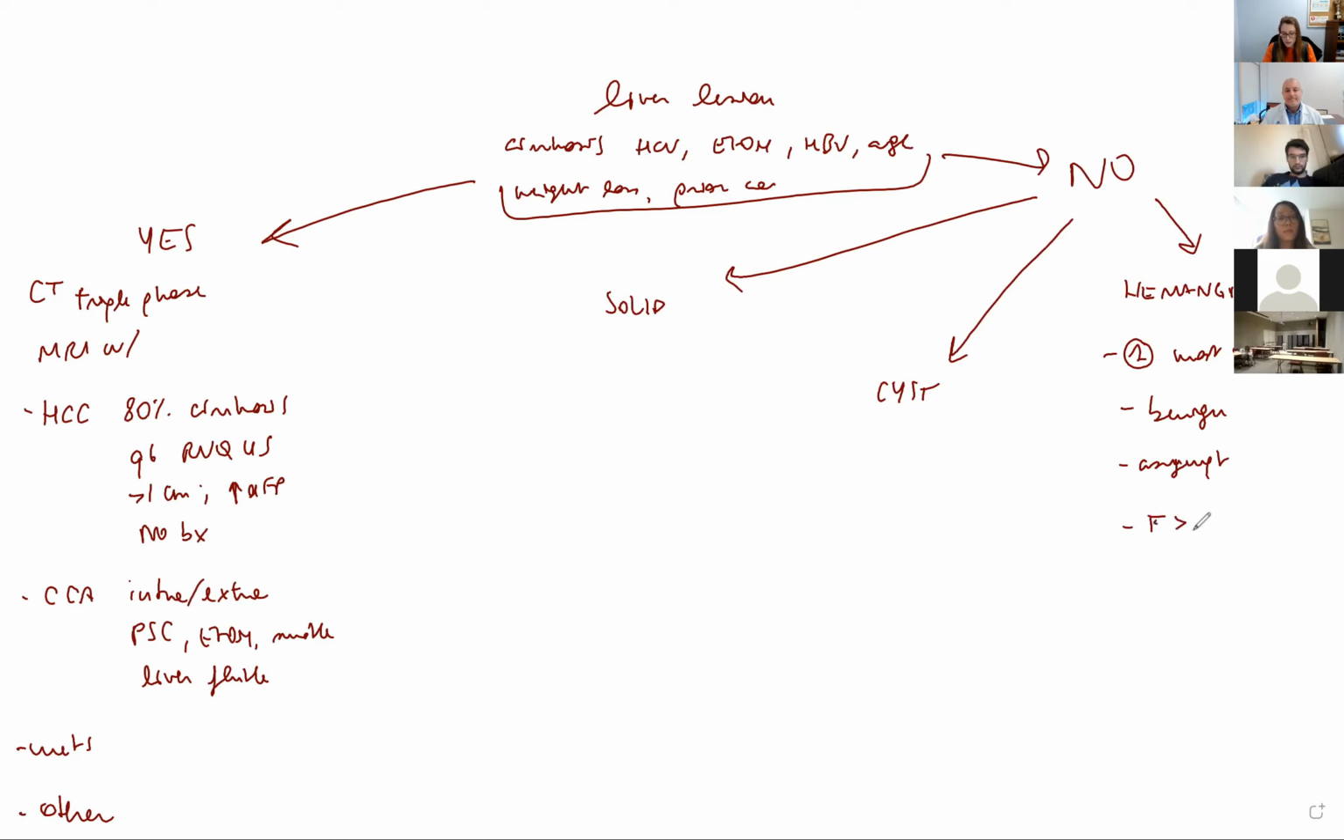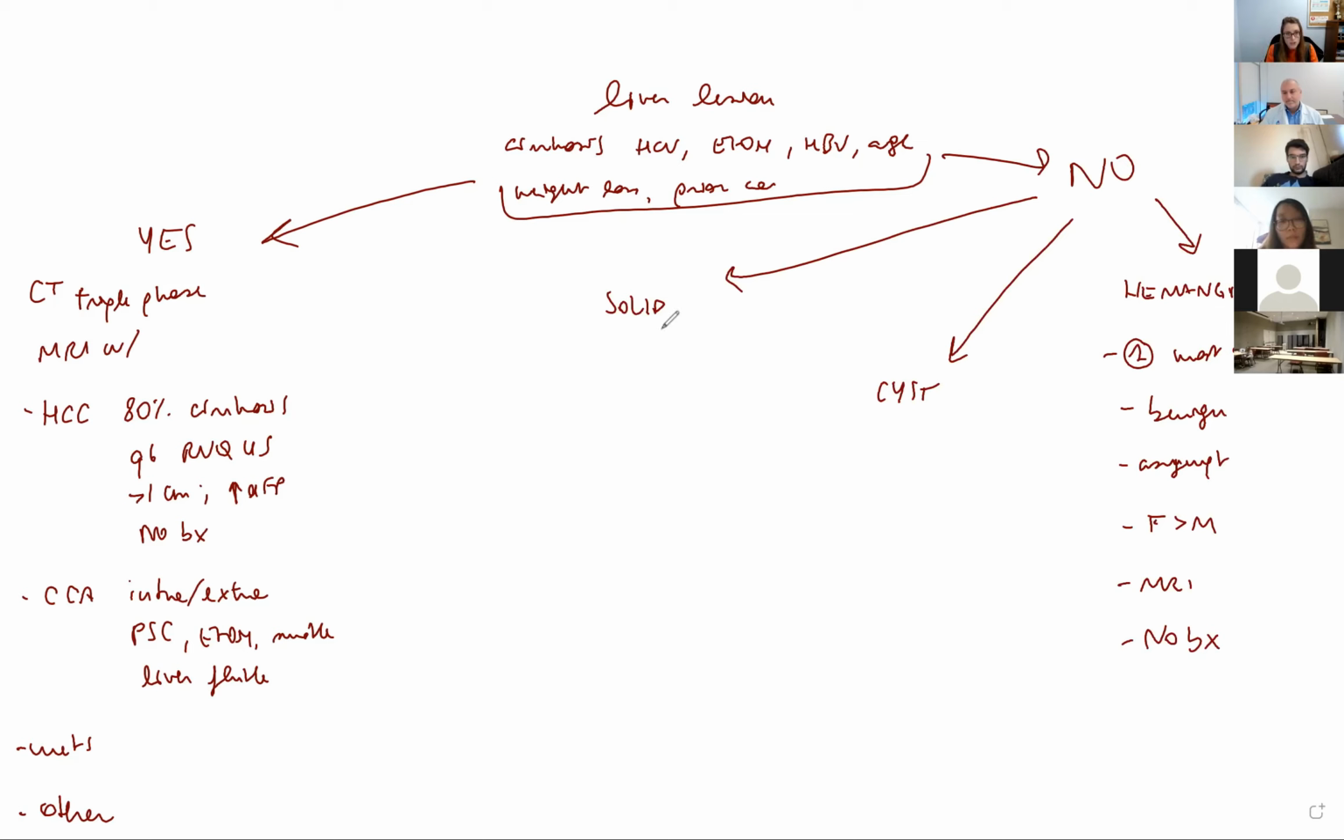Much more frequent in females, and actually a lot of these lesions are more frequent in females. We do not know if it's because of estrogens in this case. And MRI is pretty sensitive and specific for diagnosis. So you do not need a biopsy. And actually, if you biopsy, you're going to cause bleeding. So you don't want to do that. The nice thing about hemangioma is that it never bleeds spontaneously. So if the lesion does bleed, then you have to suspect something else is brewing.